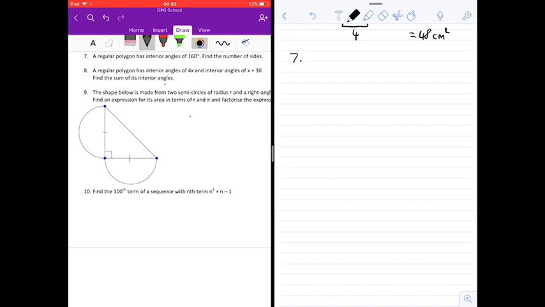Question 7, although it gives you information about the interior angle, it's actually easier to work with the exterior. So the exterior angle is 180, take away the interior, so 20 degrees in this case. And we know that the exterior angles of a regular polygon are just 360 divided by the number of sides. Quick bit of rearrangement tells us that we've got 18 sides on this shape.